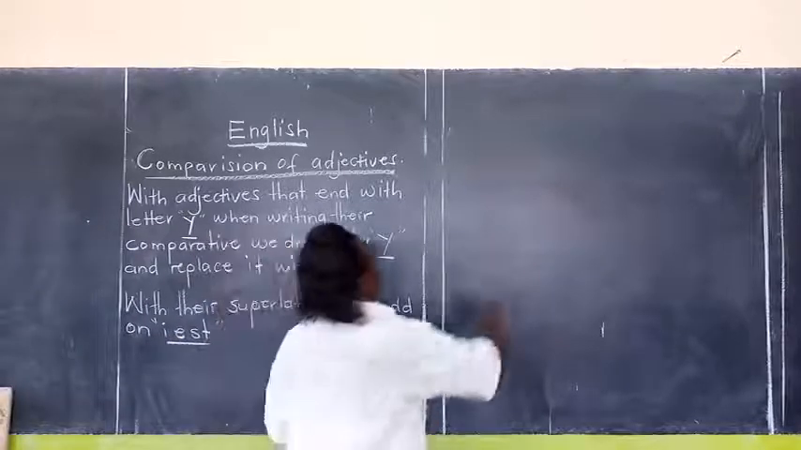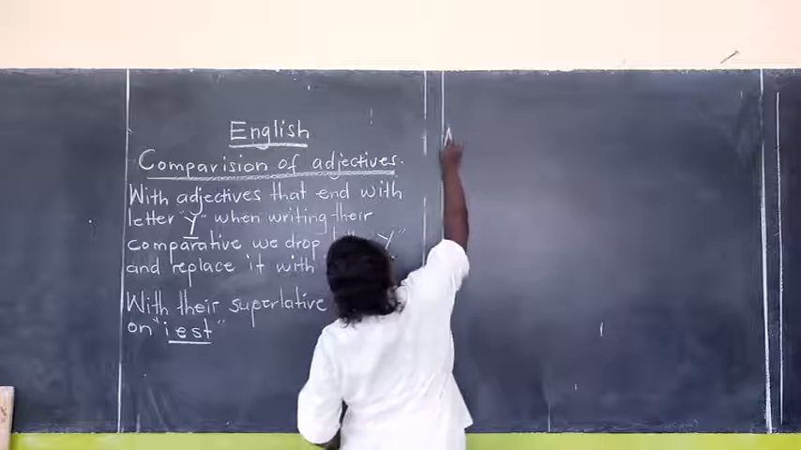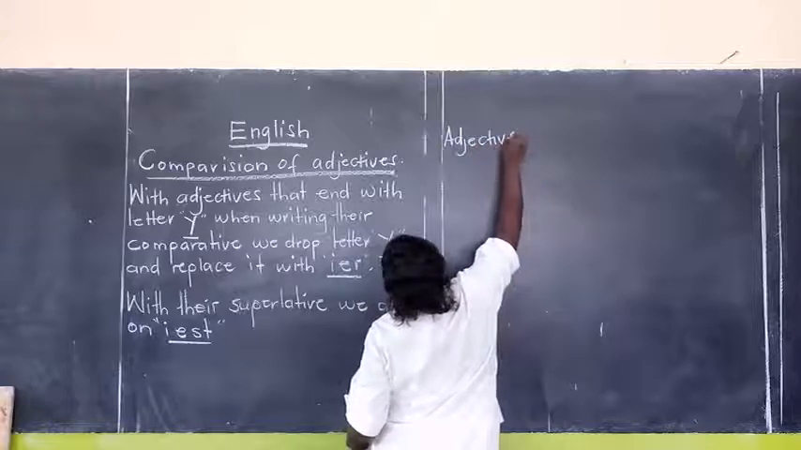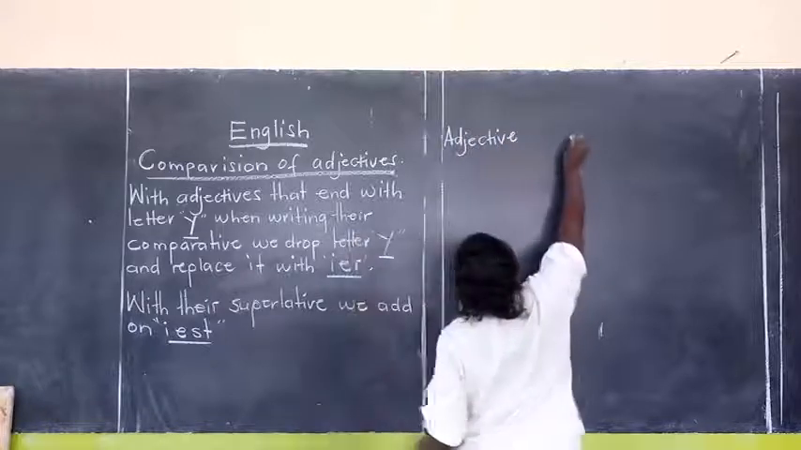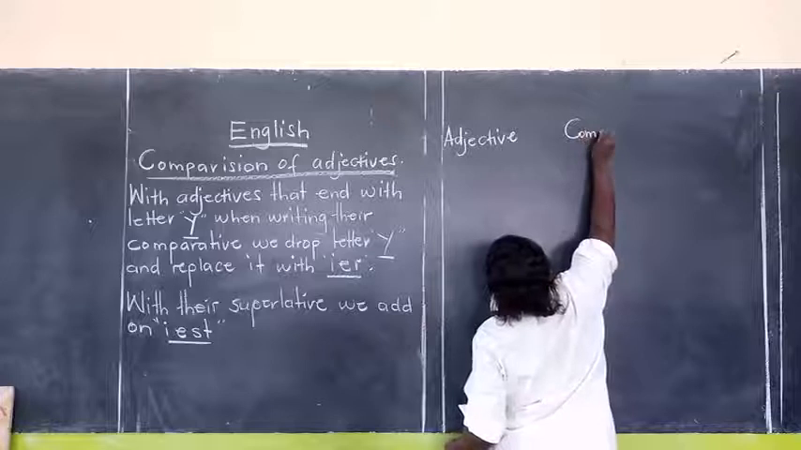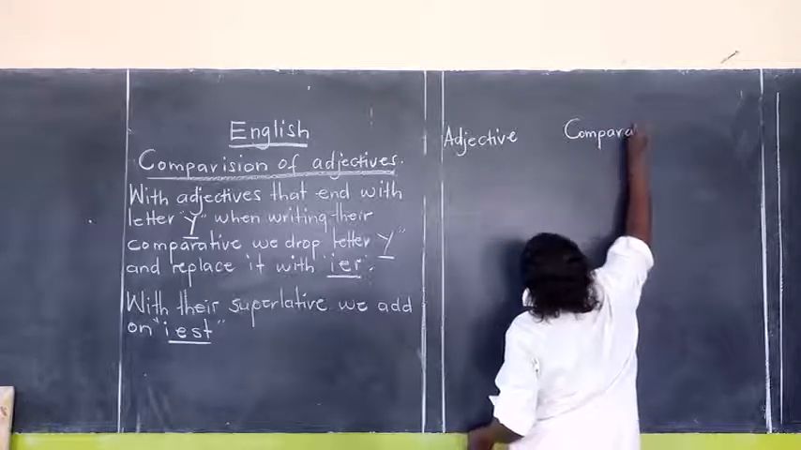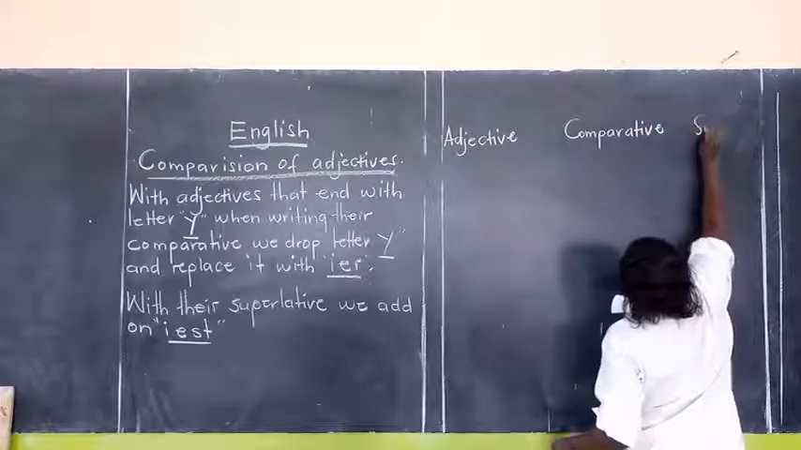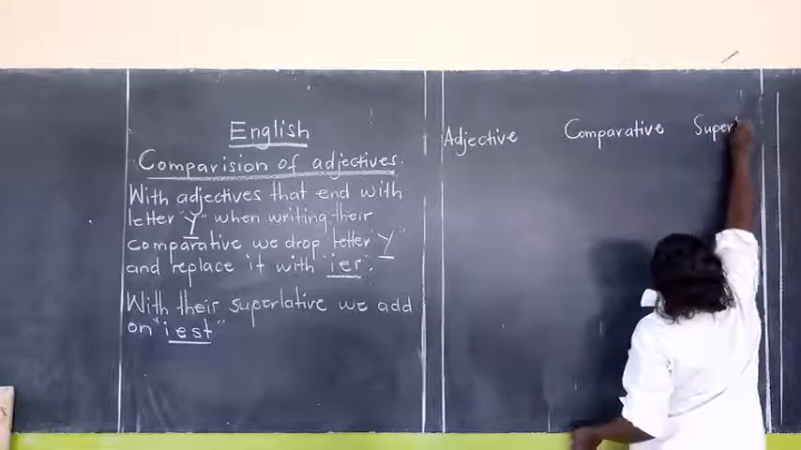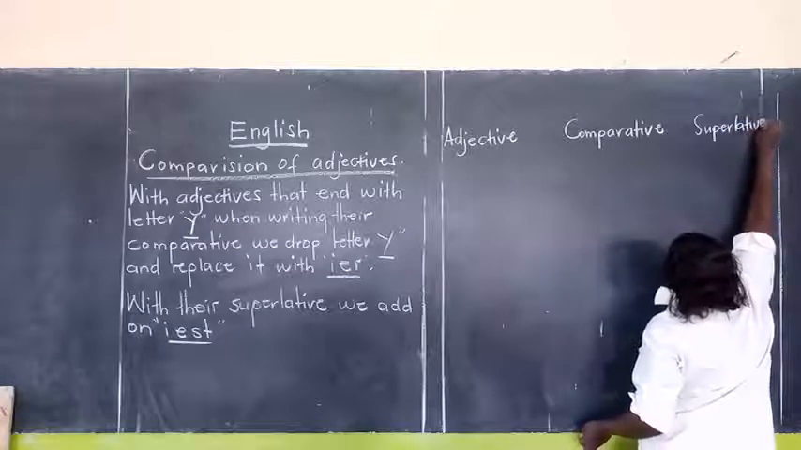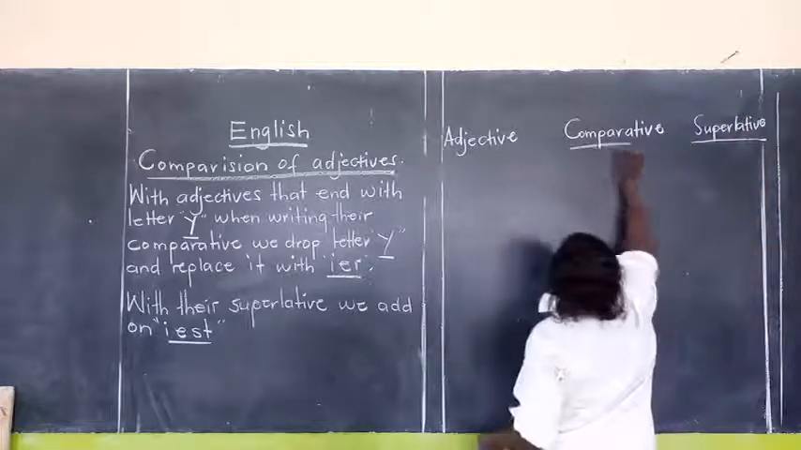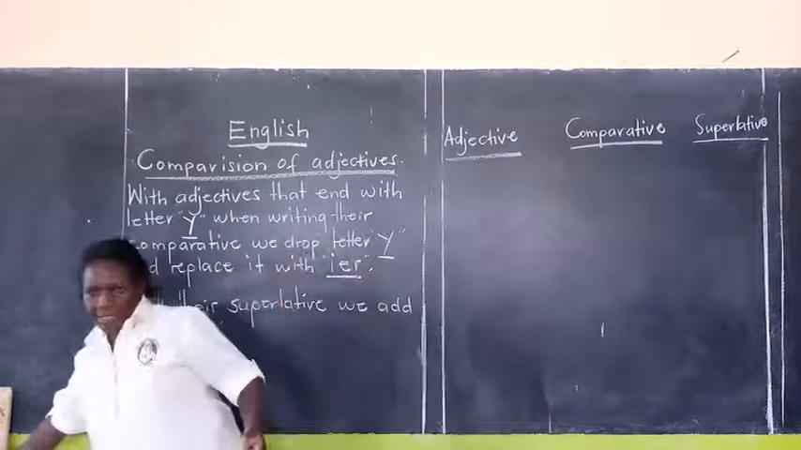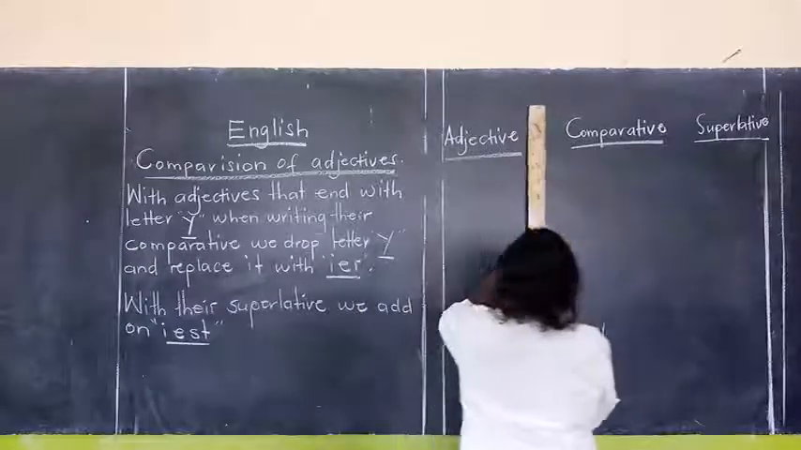Now let us have our adjective side. Our adjective side has the adjective, then the comparative, and the superlative. Those are the three classes that we have. This time let me draw some lines, at least to separate them.